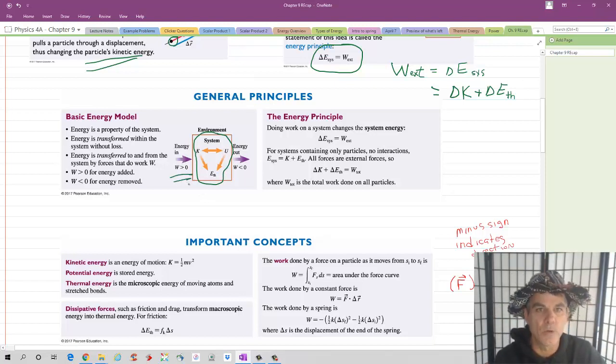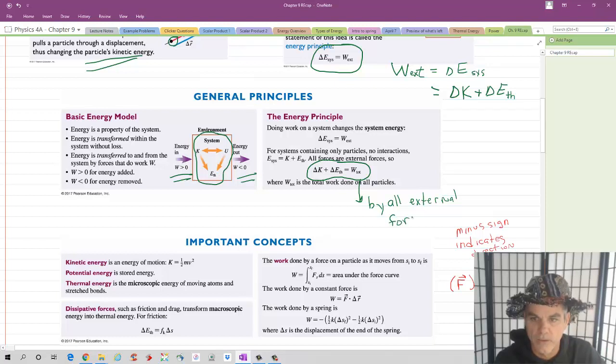Environment doing positive work increases the energy of the system. Environment doing negative work decreases the energy. Our big equation is the total work done, and this is by all external forces. This will equal the change in kinetic energy plus the change in thermal energy of the system.